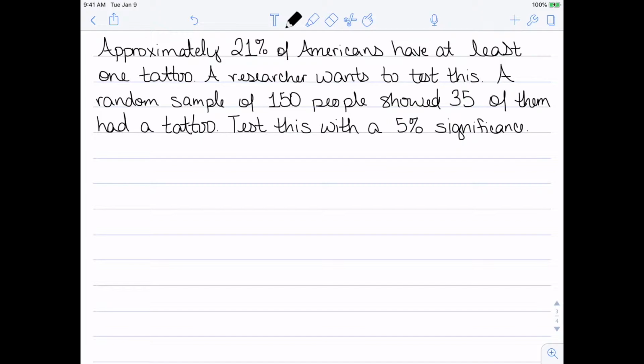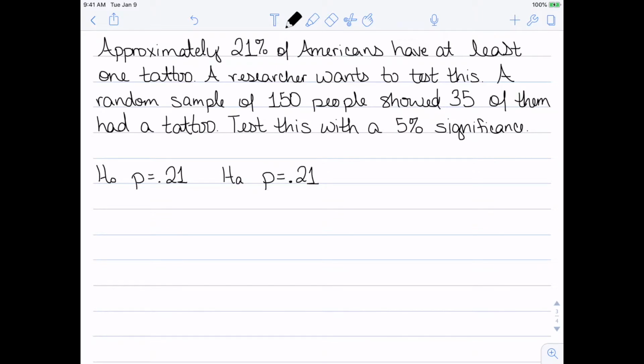For my next example, approximately 21% of Americans have at least one tattoo, and a researcher wants to test if this is accurate. A random sample of 150 people showed that 35 of them had a tattoo, and we want to test with a 5% significance. So we need to start with our null and alternative hypothesis. We're claiming that out of the population, 21% have at least one tattoo, so our null hypothesis would be that p is equal to 0.21. The researcher isn't claiming that this number is too high or too low, so the alternative would just be that it's not equal to 0.21.